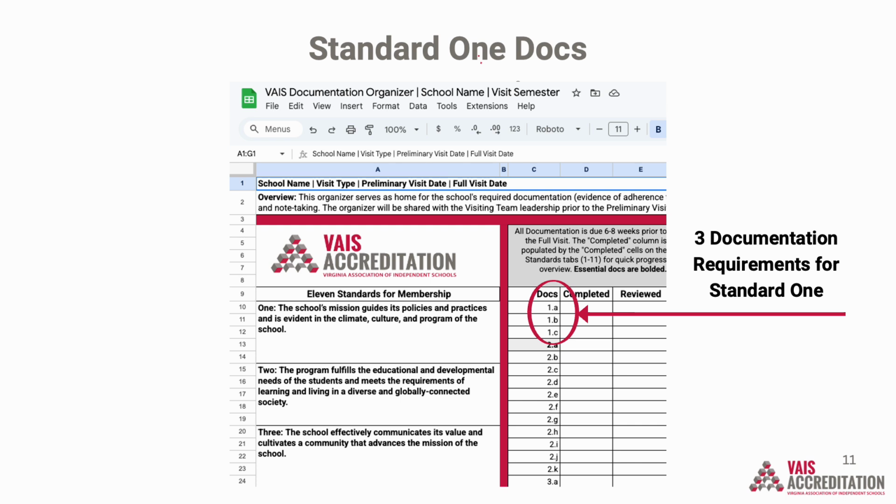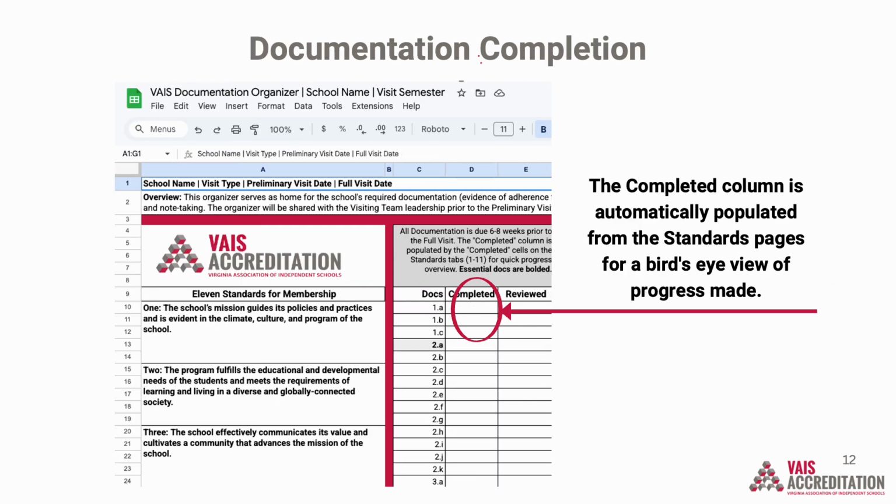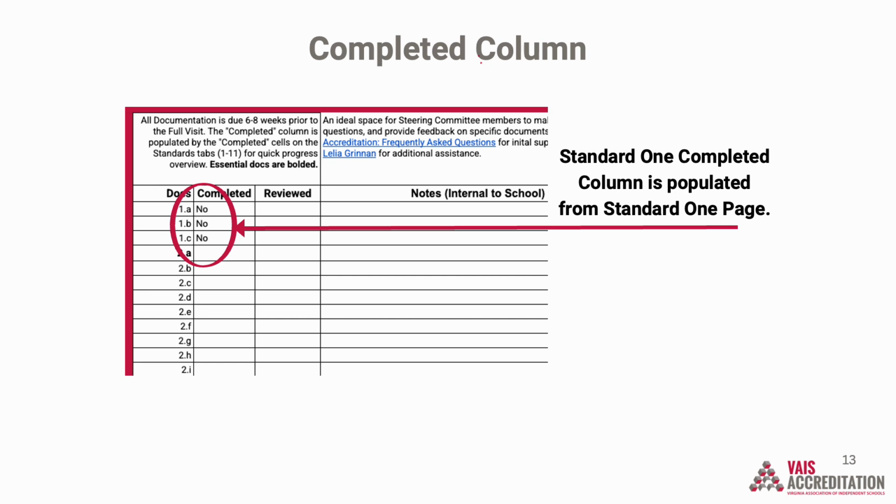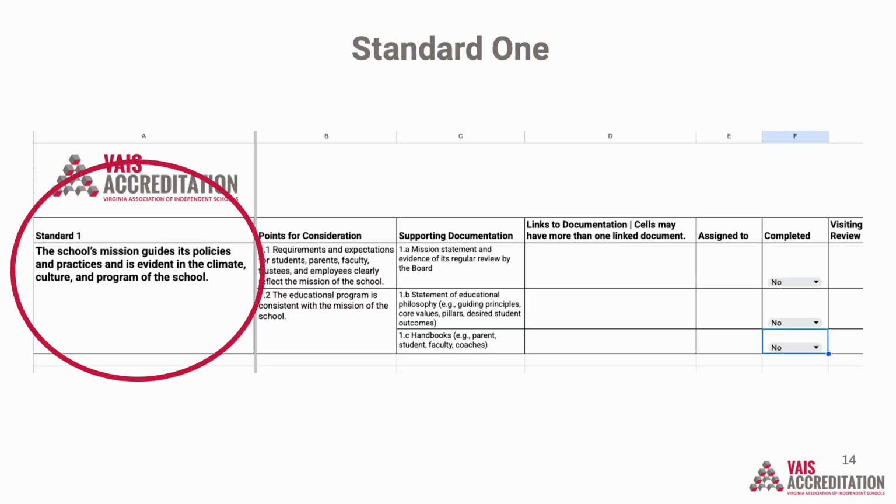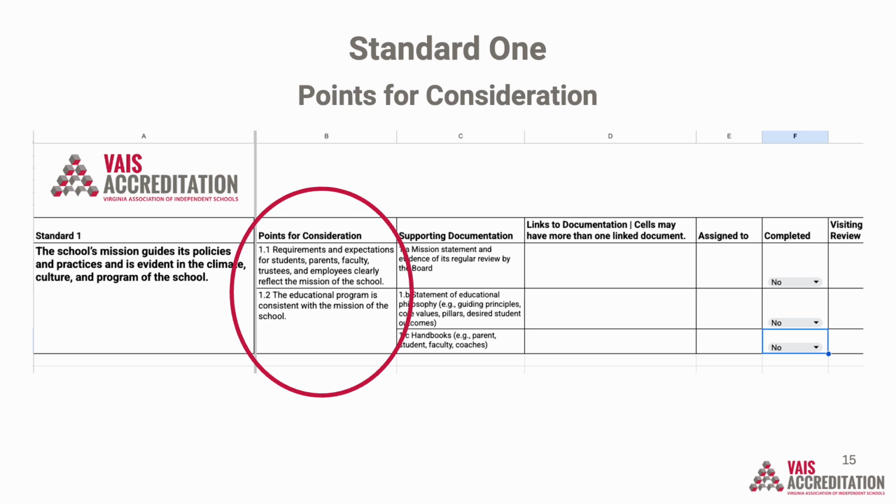1A, 1B, and 1C. Just as the essential documentation, the completed column is automatically populated from cells on the standards pages for a bird's eye view of the progress made. Here you see that the completed column reads no for all 3 docs. Let's take a look at the Standard 1 page. The first column states the standard. The second column lists the points for consideration.